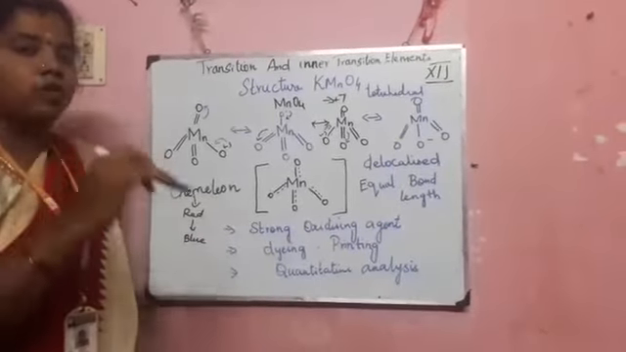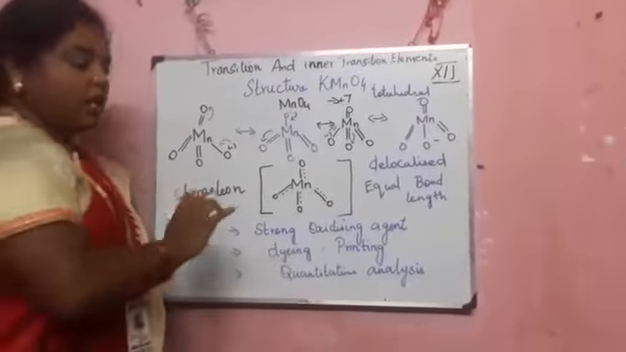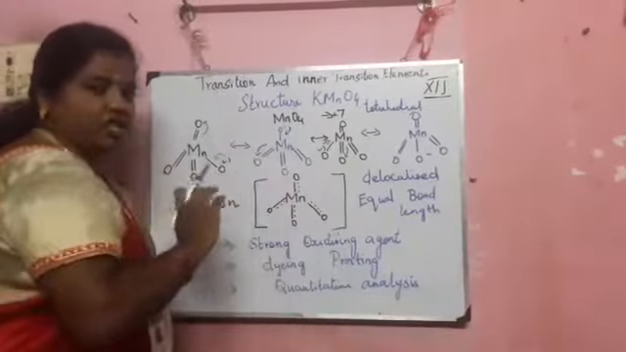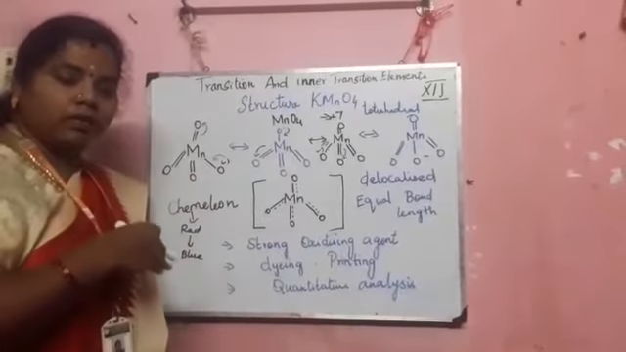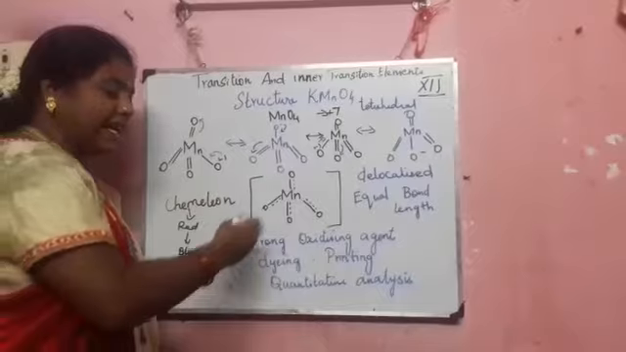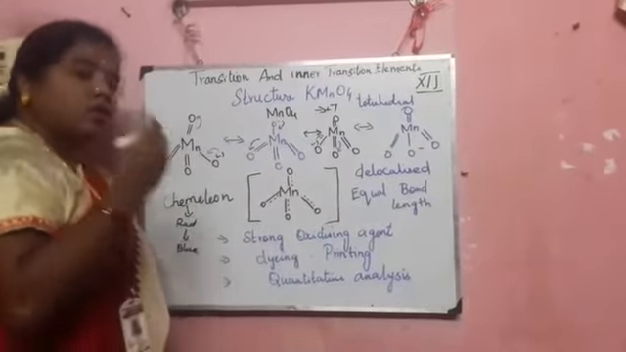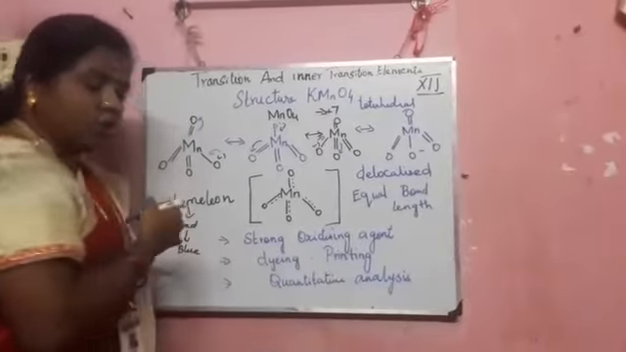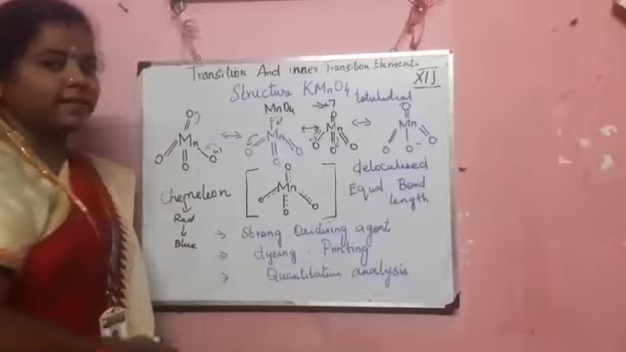Let's see the uses of potassium permanganate. First, it is a strong oxidizing agent. It is used as an oxidizing agent. Second, it is a colored compound, so we use it in the dyeing and printing industries. And next, we already know it is used for quantitative analysis in the laboratory.